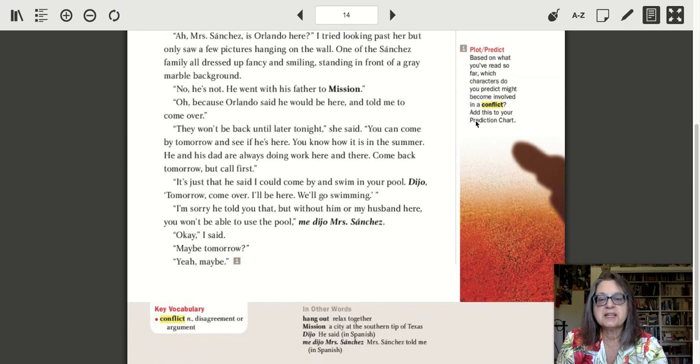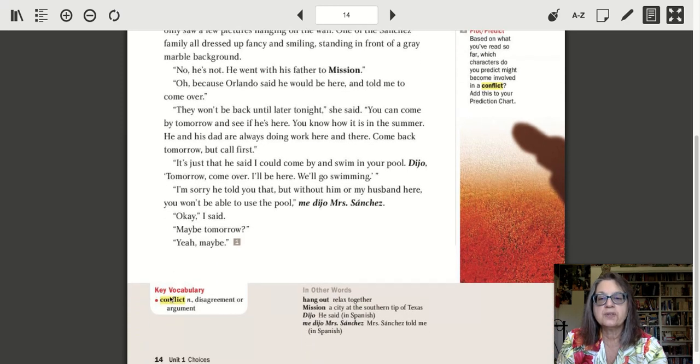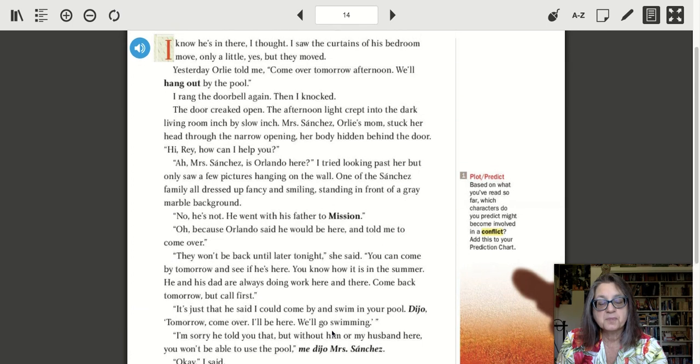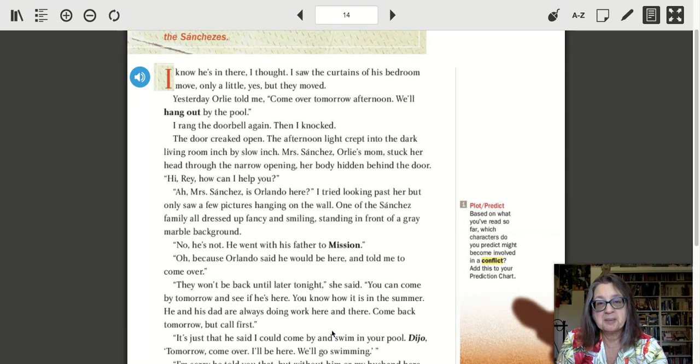Now, remember what I said about the vocabulary. I'll show you the key vocabulary here, but there are a few other things here. And this is where I was telling you, we have some Spanish words in this story. We've got dijo, which means he said, or she said, and me dijo Mrs. Sanchez. Mrs. Sanchez told me. Okay, so what's your prediction? Good neighbor, bad neighbor? Let's move on.